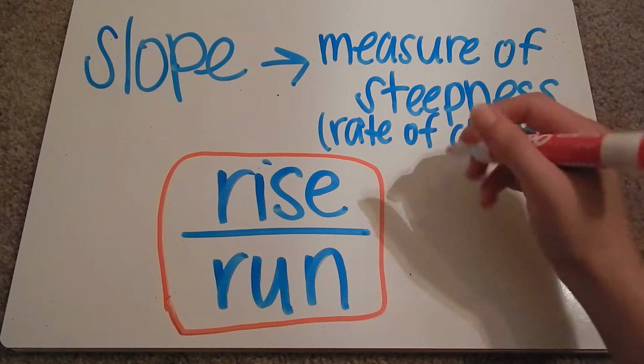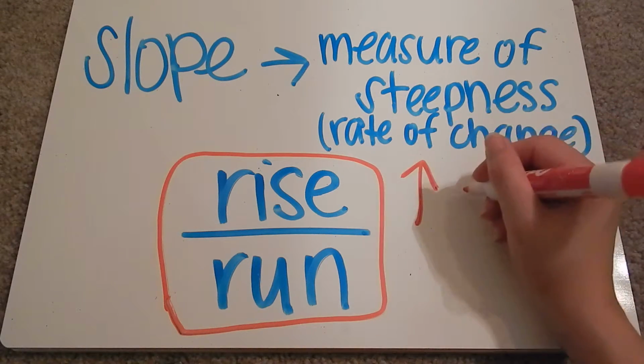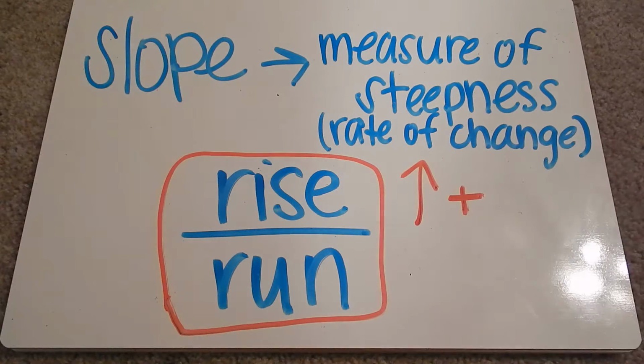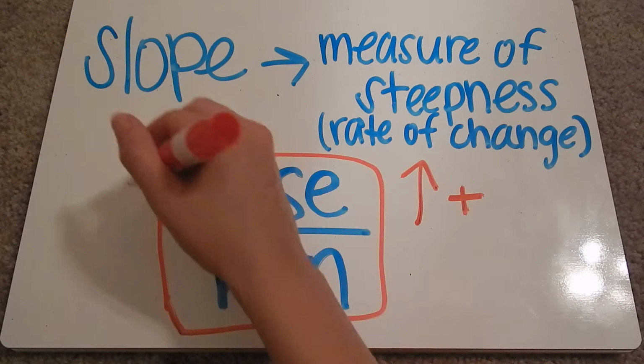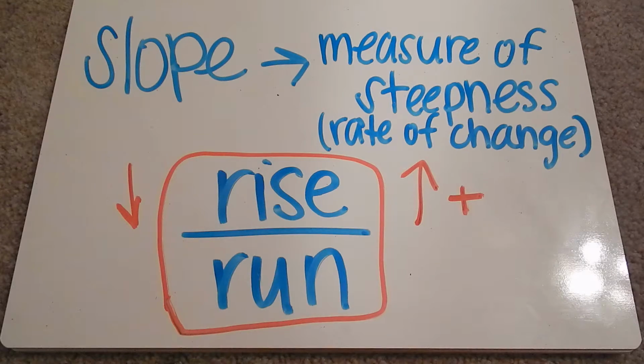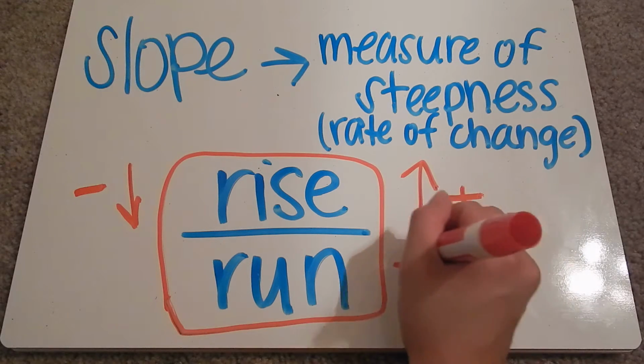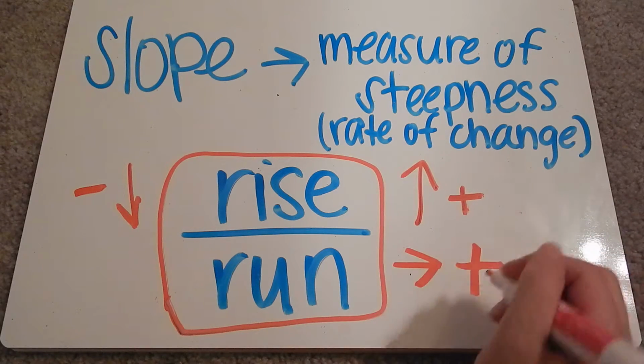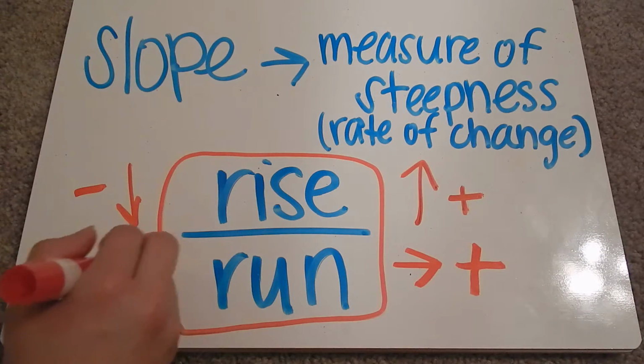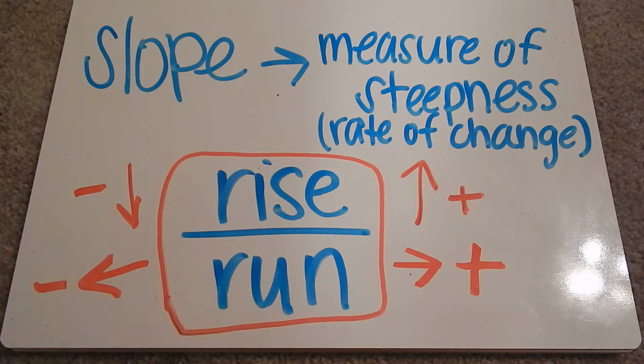If you are going up on the rise, it's going to be a positive number. If you're going down on the rise, it's going to be a negative number. If you're going to the right on the run, it's going to be positive. If you go to the left on the run, it's going to be a negative number.